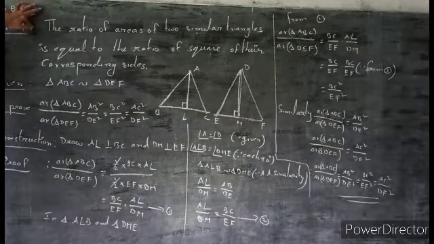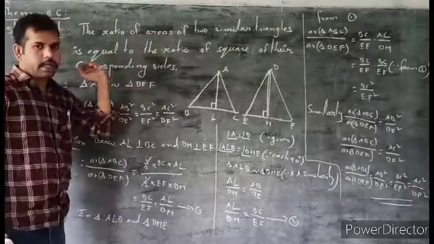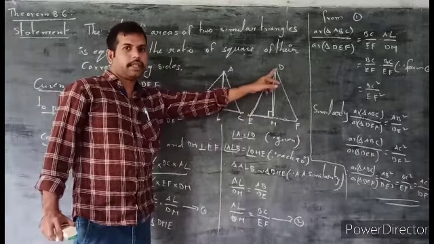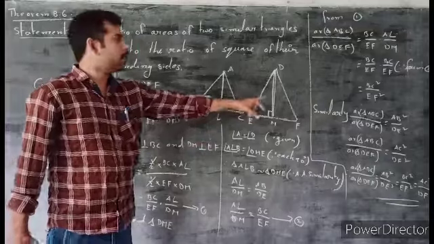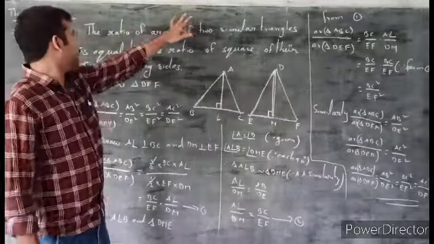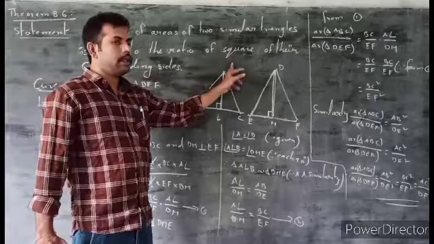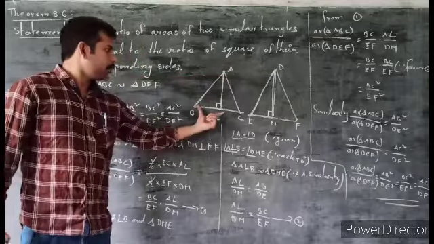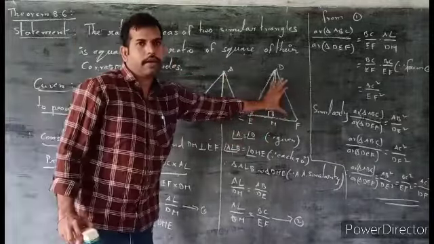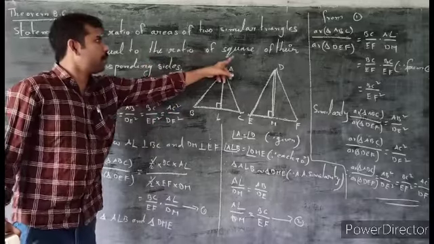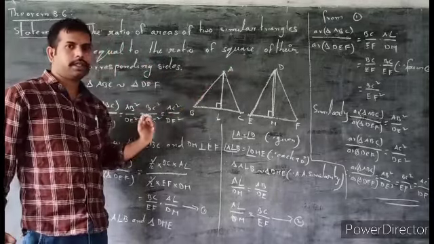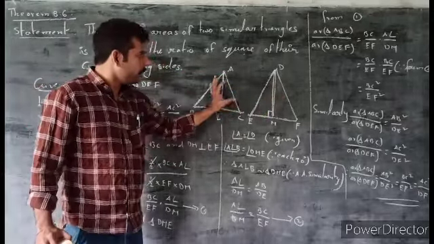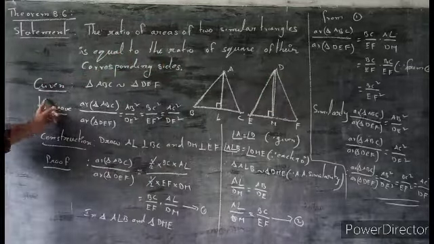Once again, the statement is: the ratio of the areas of two similar triangles. Where areas of two similar triangles are given, one is triangle ABC and the second is triangle DEF. The ratio of the areas of two similar triangles is equal to the ratio of the squares of their corresponding sides. Corresponding sides are AB and DE, BC and EF, and AC and DF. So AB square by DE square is equal to BC square by EF square is equal to AC square by DF square.